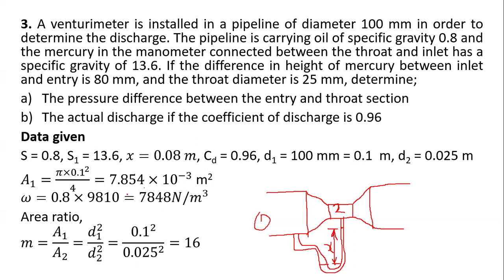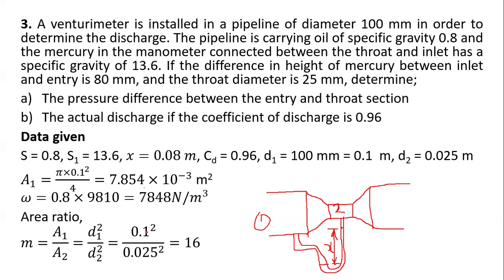Then the fluid flowing in the pipe is 0.8, so 0.8 times 9810, you get 7848. Then we also have the area ratio between the inlet and the throat, which is A1 over A2. Basically, it's pi d squared over 4 on both, and the pi over 4 cancels out from the formula. What you remain with is D1 squared over D2 squared. So the ratio between A1 and A2 is the same as the ratio between D1 squared and D2 squared.